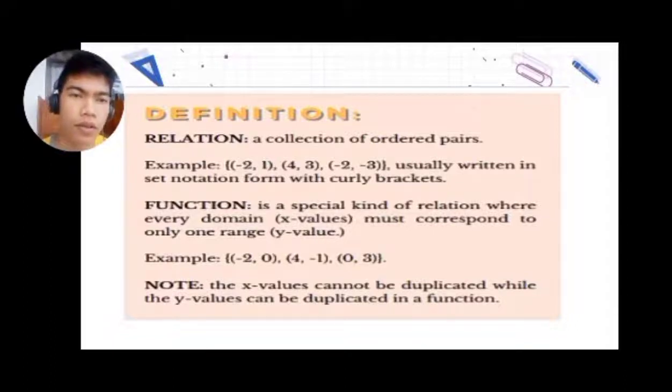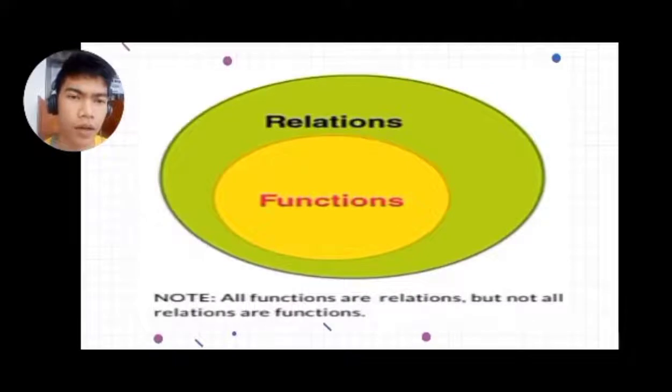So, function. Function is a special kind of relation where every domain x value must correspond to only one range or y value. Example, -2, 0, 4, -1, 0, 3. Take note, the x values cannot be duplicated while the y value can be duplicated in a function. So, take note din na all functions are relations but not all relations are functions.